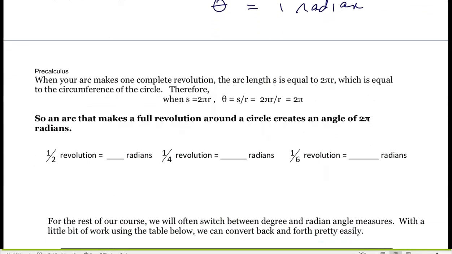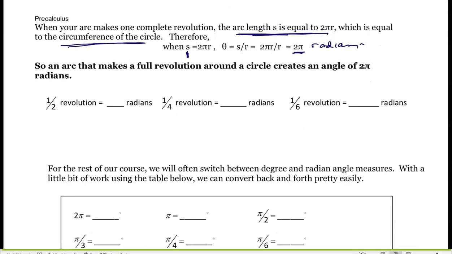Okay, when your arc makes 1 complete revolution, the arc length is equal to 2 pi r. And that's the circumference of a circle. So when S equals 2 pi r, then theta equals 2 pi r over r, or 2 pi. So that means in a circle, you have 2 pi radians. Okay? So an arc that makes a full revolution around a circle creates an angle of 2 pi.